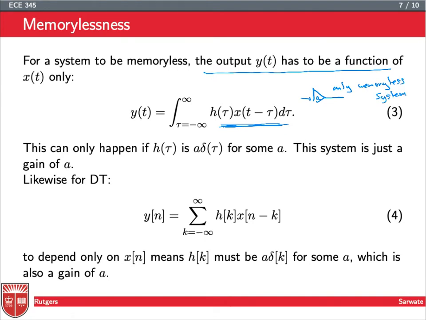And similarly for discrete time, the impulse response has to be just a times delta of k, and that's also just a gain of a. So again, it's really important to remember that a simple gain is the only memoryless LTI system that's out there.